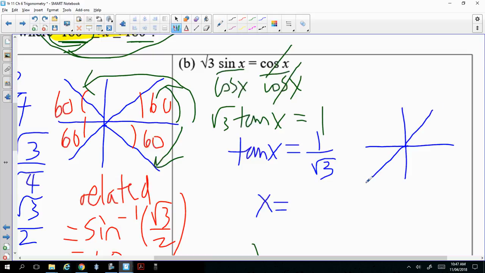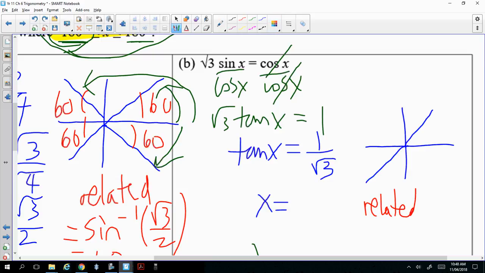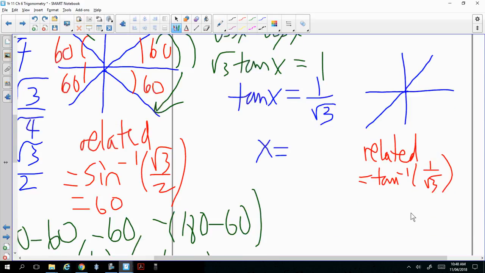Yep, good. And then we find the related angle. Related is tan inverse of 1 over √3. Use your calculator, but if you memorize the table, you can work it out without a calculator. Tan inverse of 1 over √3 works out to 30 degrees. Well done. So put 30 there in the first quadrant, 30 there in the third quadrant. Then you can find x.